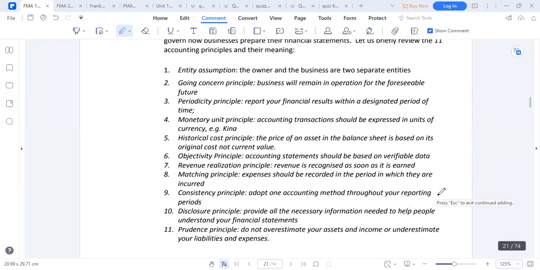Disclosure: produce all necessary information. Prudence: don't overstate your assets and income, don't understate your liabilities and expenses. Show it as it is so that people may understand. So which principle are we using here? All transactions of a business should be recorded.